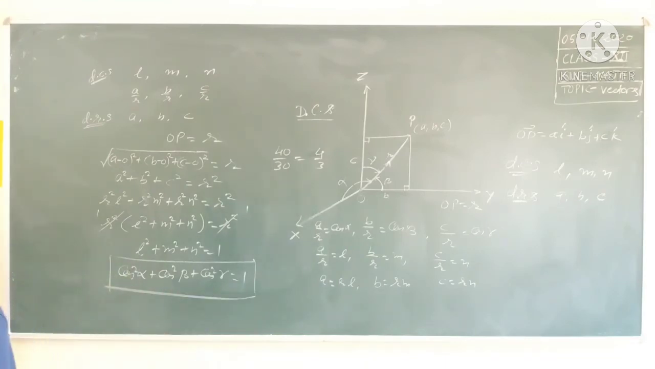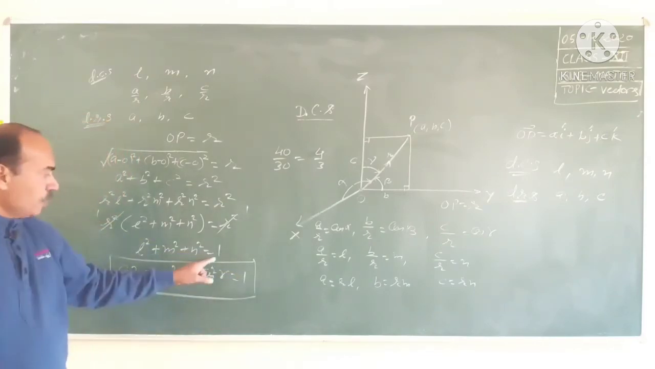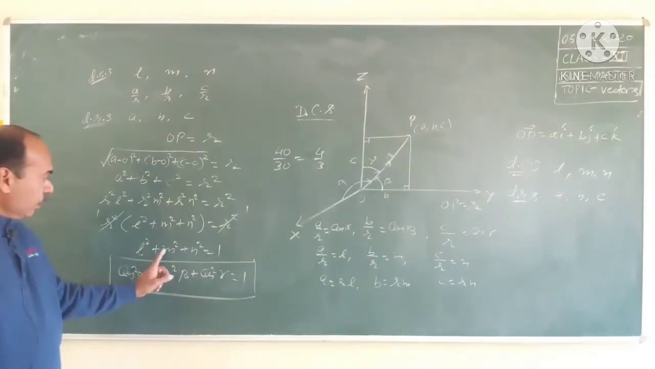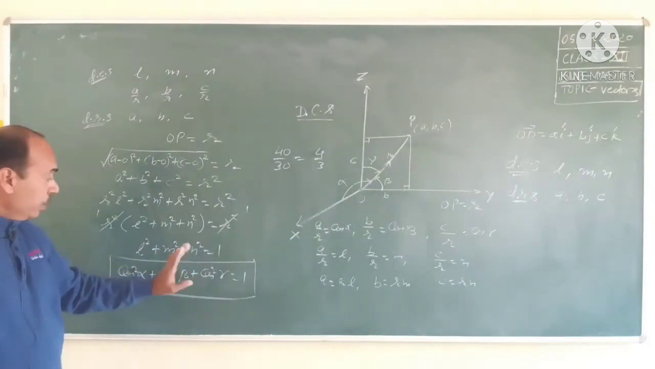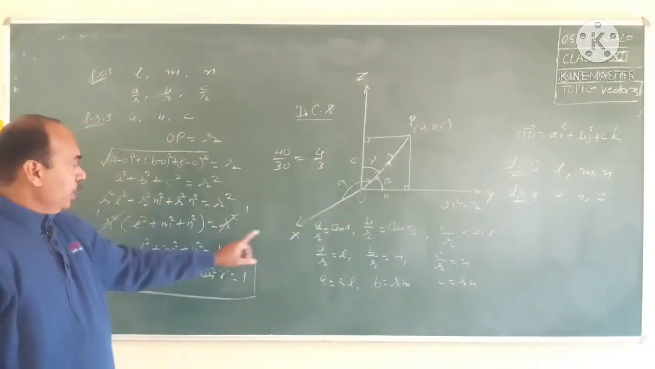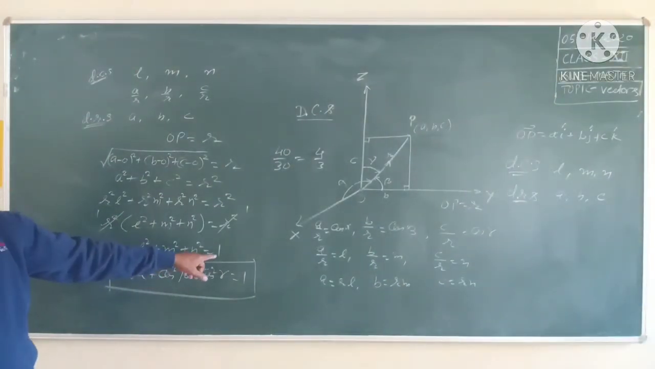And one more thing, which is written on page number 427 in the NCERT book. There is a remark, a note. One may note that only L square plus M square plus N square is equal to 1, but A square plus B square plus C square is not equal to 1. Only the sum of the squares of the direction cosines is equal to 1.